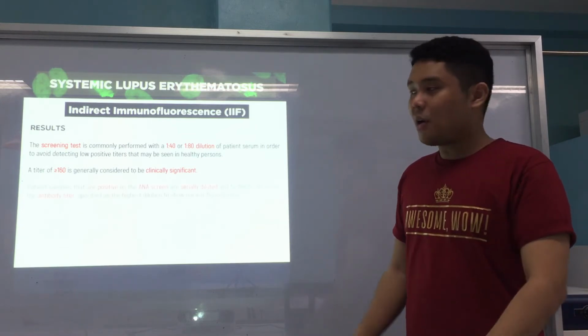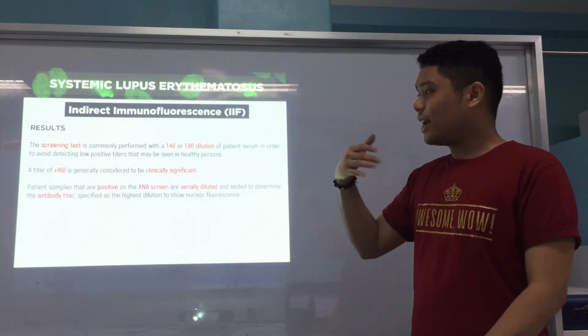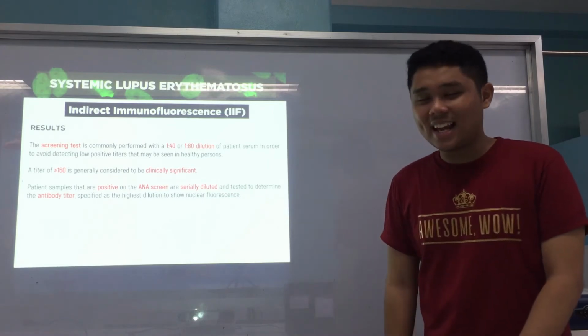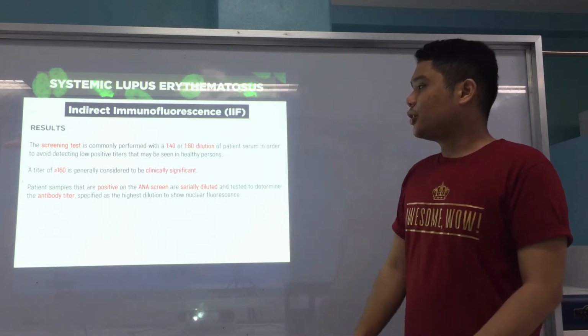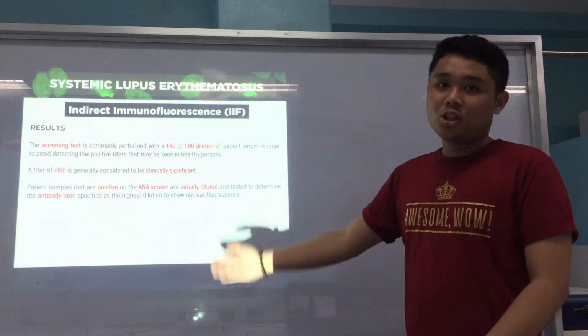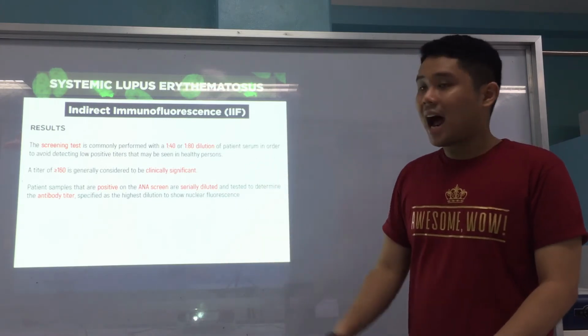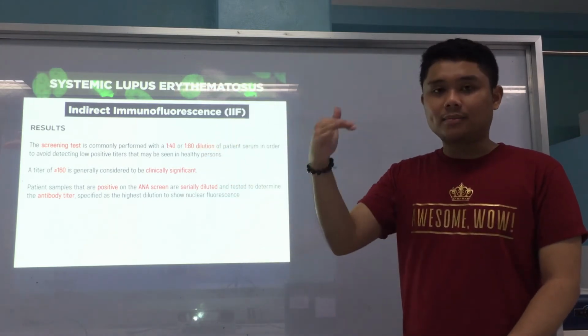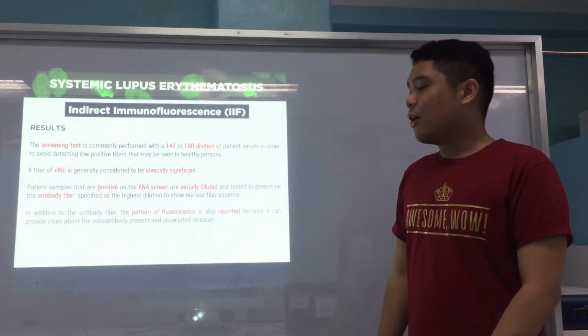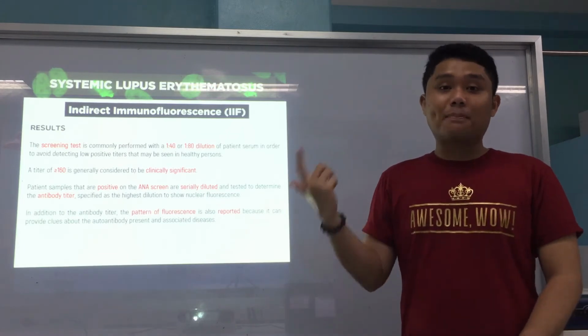Now aside from your titer, if the ANA screen is positive, we serially dilute to determine the antibody titer, again specified as the highest dilution to show nuclear fluorescence, as I mentioned in the previous discussion. Now aside from titer, we also look for the pattern of fluorescence.